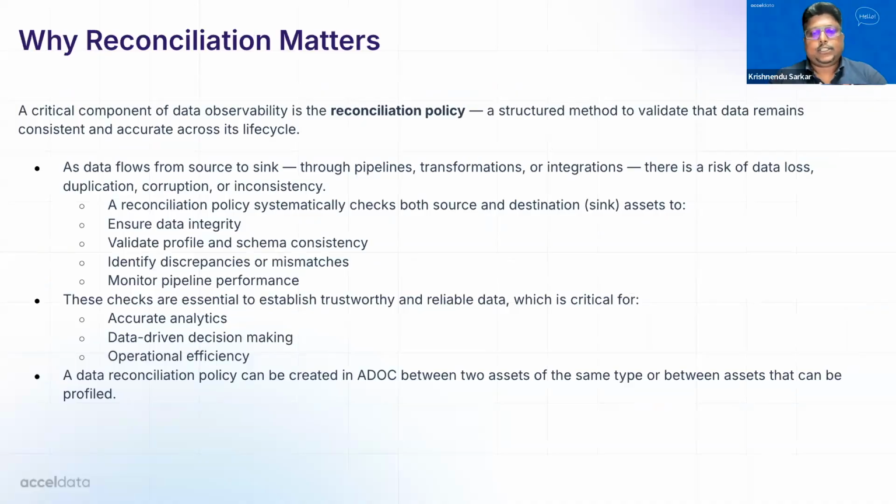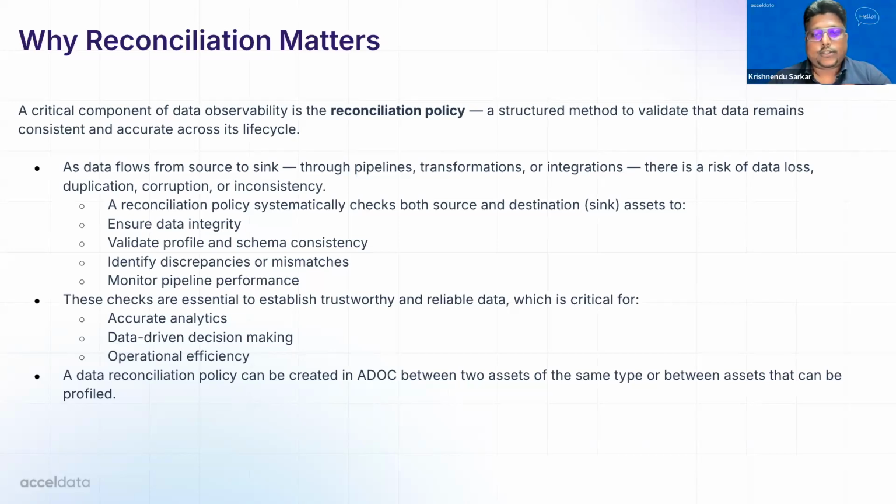So why do reconciliation policies matter, right? As data moves from the source to sink through pipelines or transformations, it can get lost, duplicated, or corrupted. So this makes reconciliation a critical safeguard. A reconciliation policy checks both the source and the destination to make sure the data remains intact. It looks at the data integrity, schema, profile consistency, and highlights any mismatches. These checks help ensure accurate analytics, reliable decision making, and efficient operations. Without reconciliation, data trust breaks down.